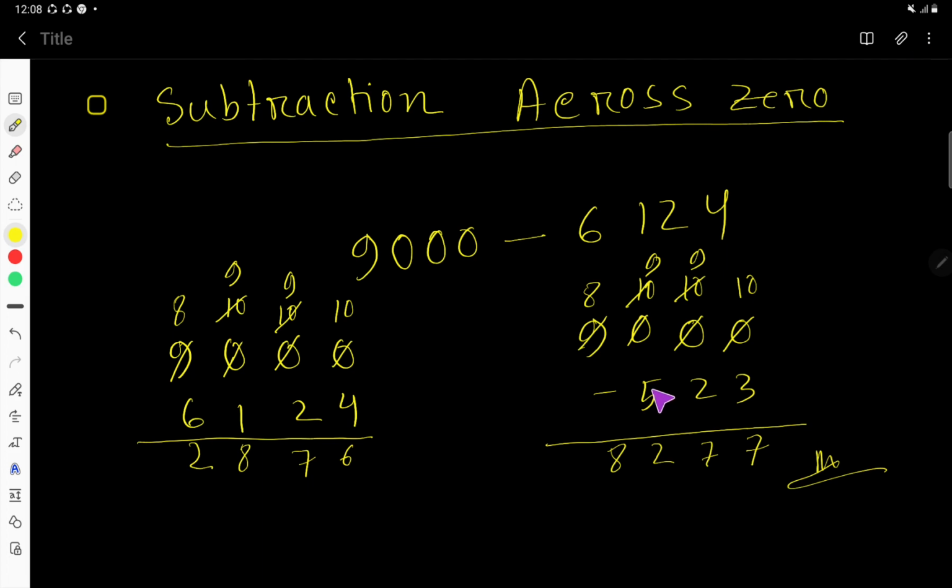Look here, we have 5, right? 9 minus 5, that gives us 4, not 2.